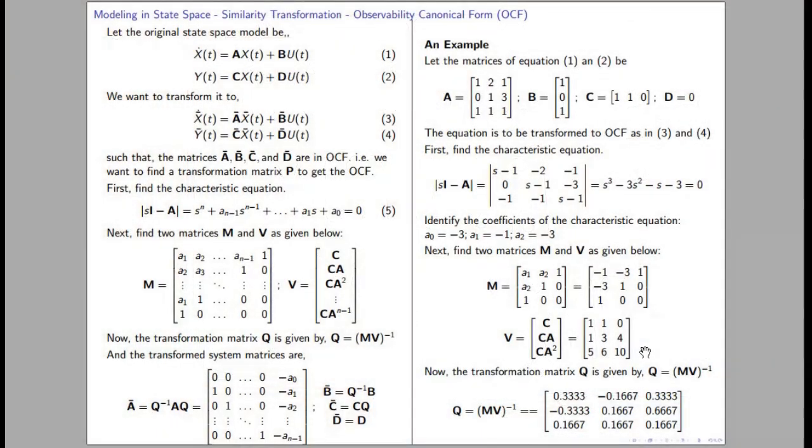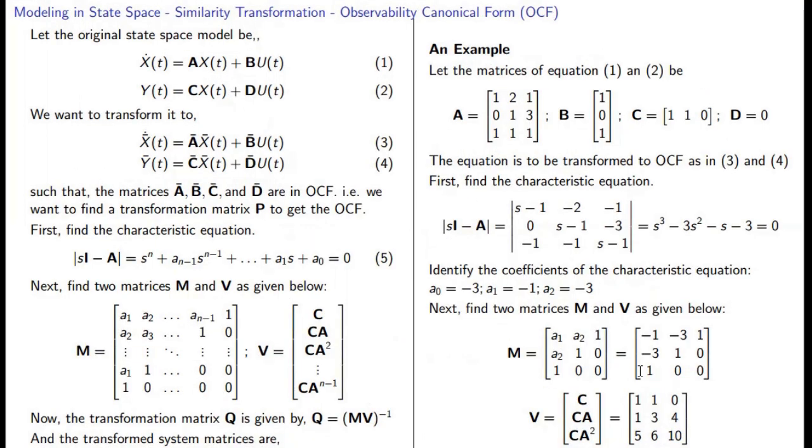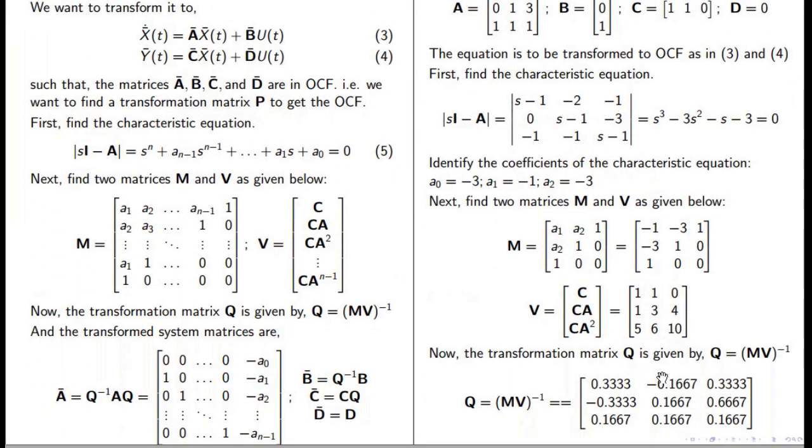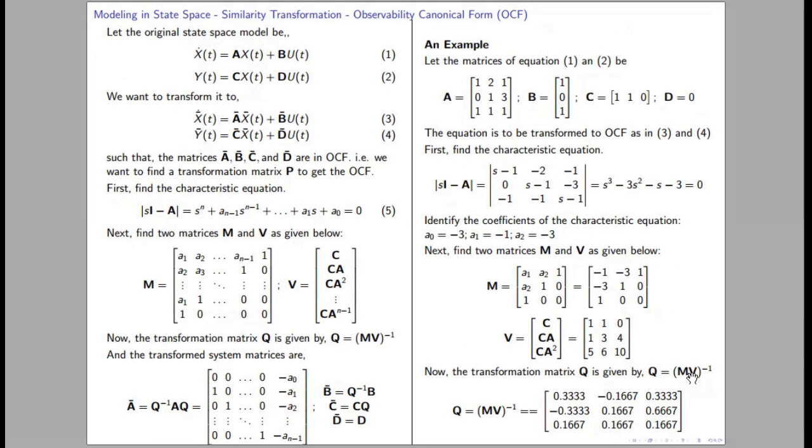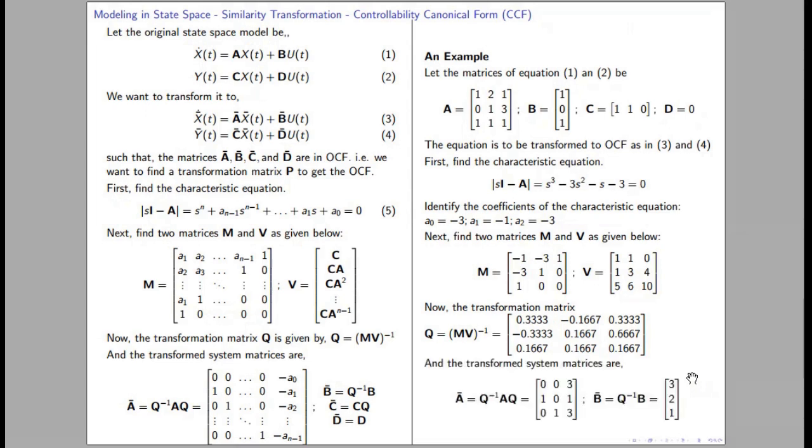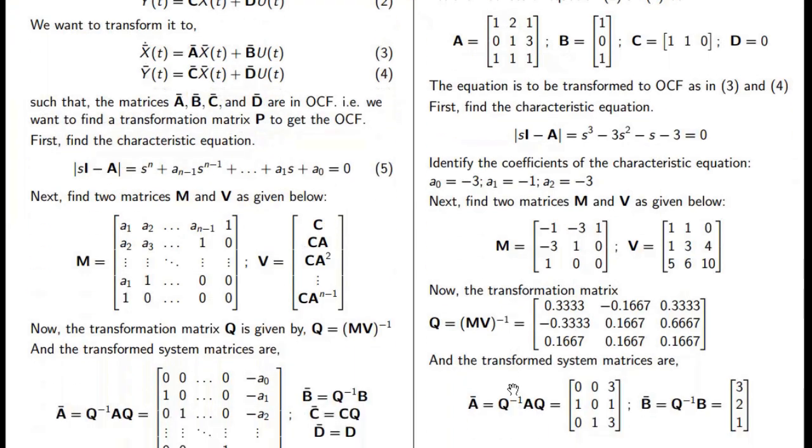Once the M matrix and V matrix are formed, it is about finding the transformation matrix Q, that is MV inverse. If you do this matrix multiplication followed by the inversion, you will get this matrix Q. Once you get this matrix Q, it is all about the transformation: A bar is equal to Q inverse AQ, and B bar is equal to Q inverse B, and so on. Similarly you can get everything.